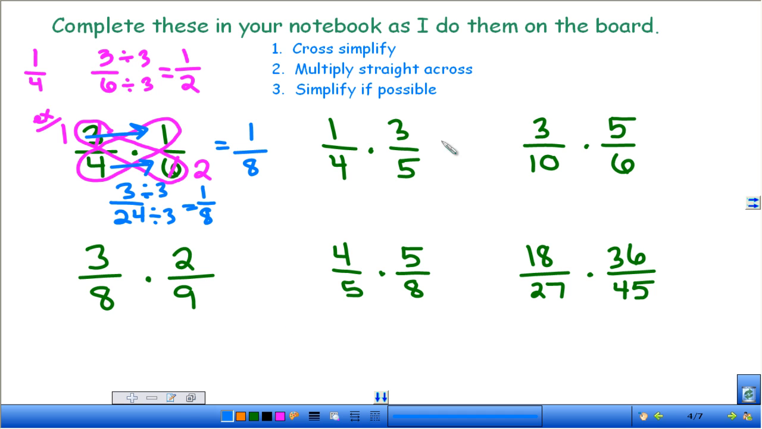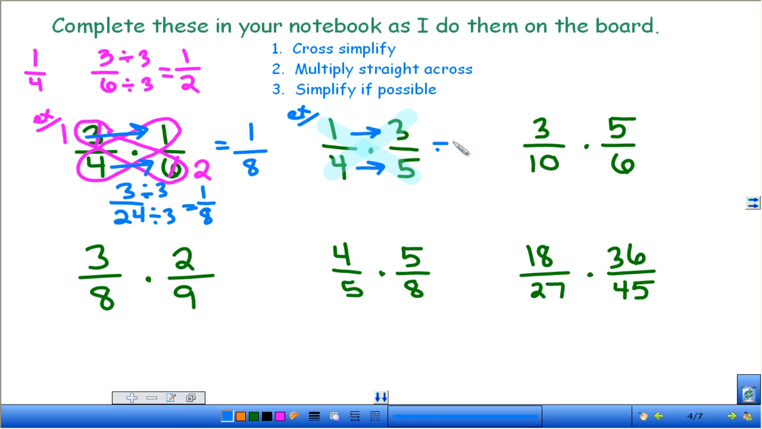All right, let's look at this one up here. I'm going to go back to highlighter just because it's easier to see, but go ahead and write this next one down as an example. So let's start by looking at the 1 and the 5. If you had the fraction 1/5, would you simplify that? No. If you had the fraction 3/4, could you simplify that? No again. So we don't have to do step 1 here. We jump right on down to step 2 and we multiply straight across.